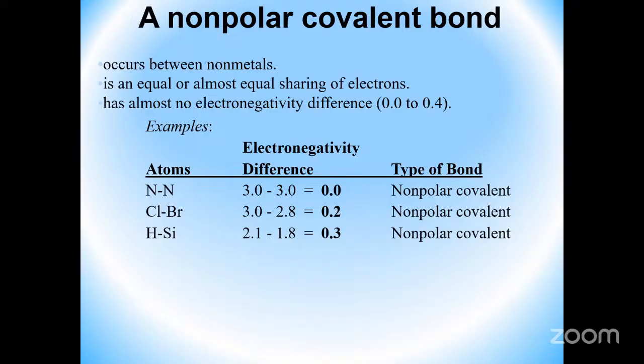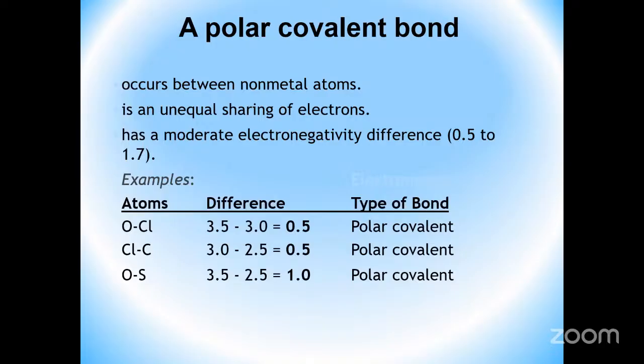Now, if the difference is larger, from 0.5 to 1.7, then we say that those bonds are polar covalent. Some examples are shown here. For example, the bond between oxygen and chlorine, the difference is 0.5. The same is true for chlorine to carbon, 0.5. And in the case of oxygen to sulfur, it's 1.0. So all of these differences fall within that range from 0.5 to 1.7. Therefore, we say that these bonds are polar covalent.